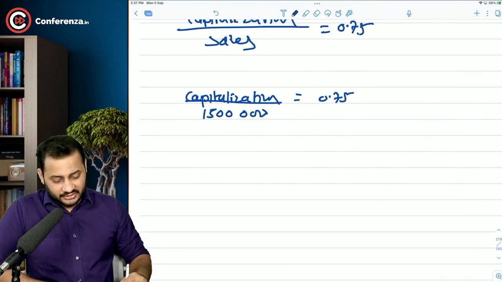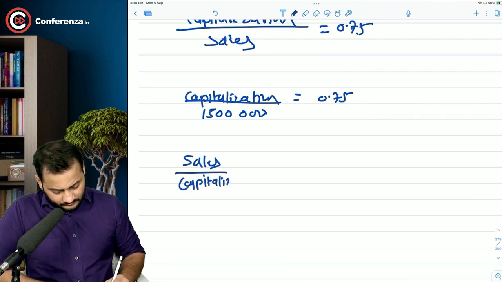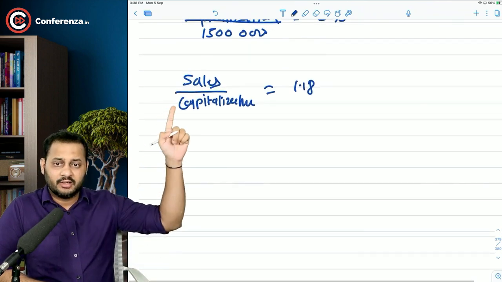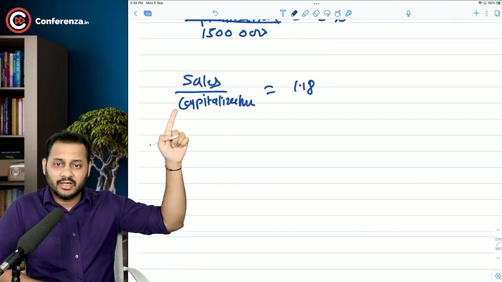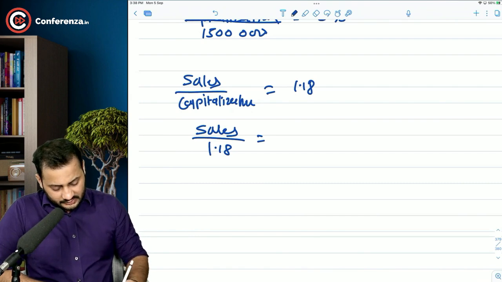Sales by capitalization is equal to 1.18. Now, if you want to calculate the value of the company, you will have to shift this capitalization to the other side. So it will look like sales by 1.18 is equal to capitalization.